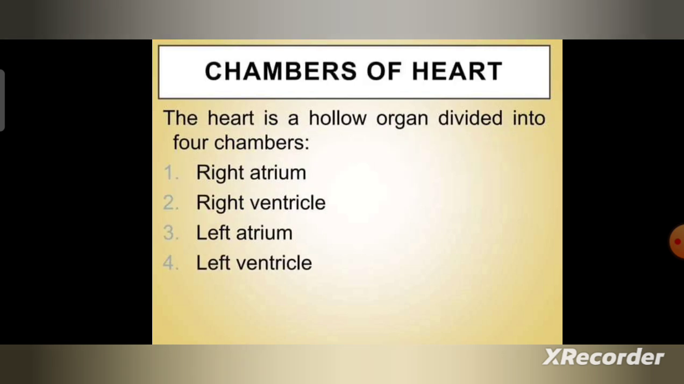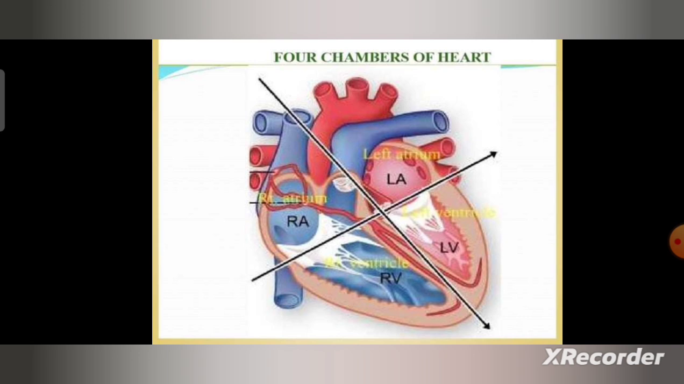So next are the chambers of the heart. The heart is a hollow organ divided into four chambers, that is right atrium, right ventricle, left atrium and left ventricle. This figure shows the four chambers of the heart: right atrium, right ventricle, left atrium and left ventricle.